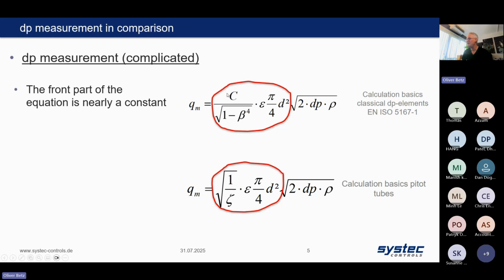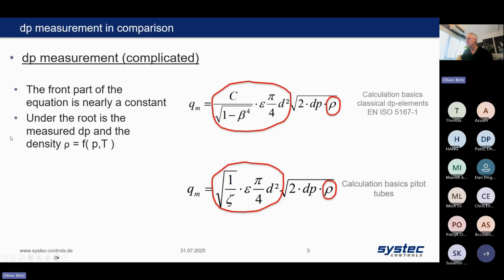So if you look at classical primary elements, this calibration constant C is a little bit a function of Reynolds, but not too much usually. And the expansion factor for expansive media, compressible fluids such as gases and steam, this might differ a little bit from 1. For liquids, it's 1. But let's assume this is nearly a constant. The same is true for pitot tubes. For pitot tubes, we have this resistance factor here at the front side, expansion factor, and the diameter, which is a little bit a function of temperature by the expansion of the pipe by temperature. But basically, it's almost a constant.